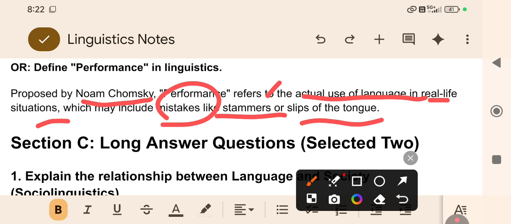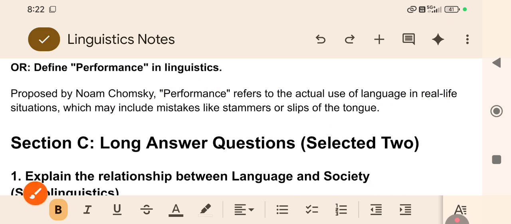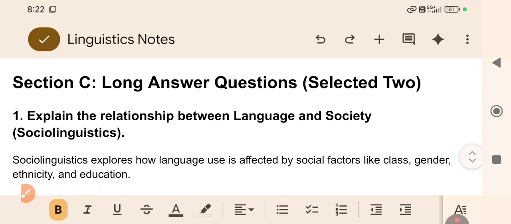So sometimes a slip of the tongue, sometimes we stammer. Stammering is also because of performance, because when we speak something and when we learn, both are different approaches. Theory is different versus performance is different; that is called performance in linguistics.